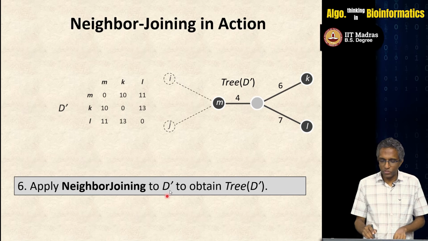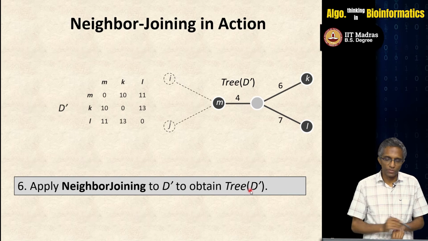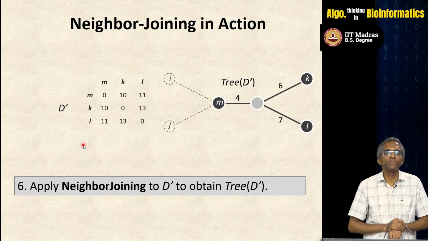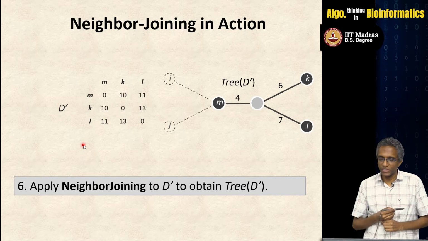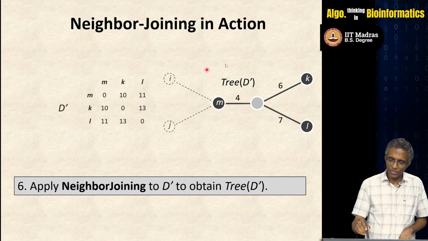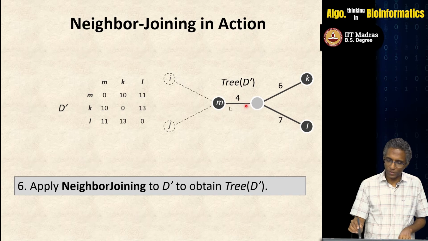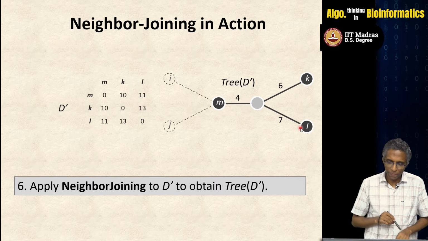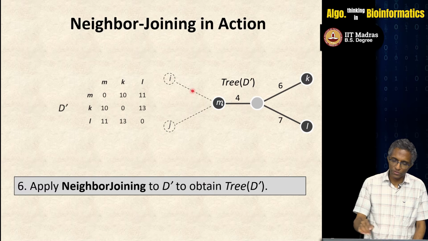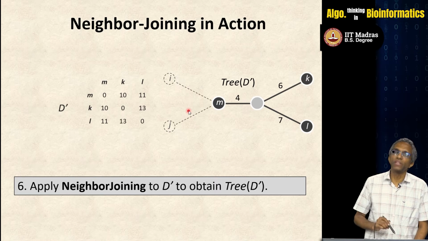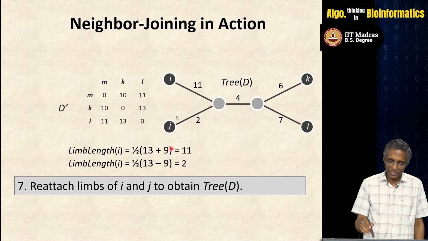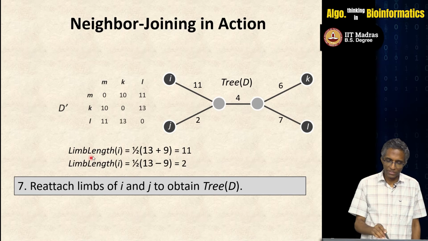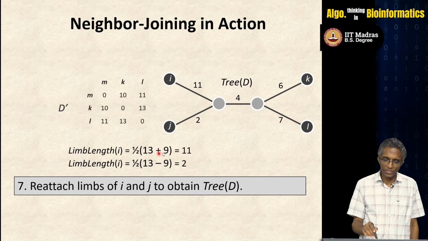Then you apply your neighbor joining to D prime to obtain tree of D prime. So, now we have a recursive subproblem, right, with one less row and one less column. So, one less number of species, right. So, then you can recursively apply this algorithm, you can get tree of D prime. So, you will get this m, k and l, right. Now, we have to just attach the cherry to this and put in the appropriate limb lengths. It is a very easy process now. So, you just reattach the limbs of i and j to this, and you have already computed the limb length to be this half of d i j plus delta i j and similar formulas.